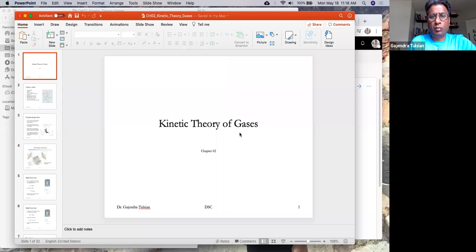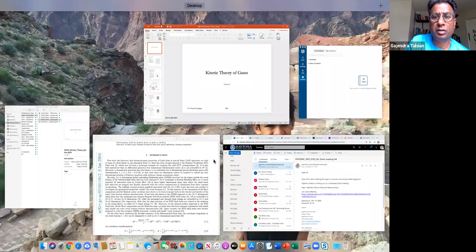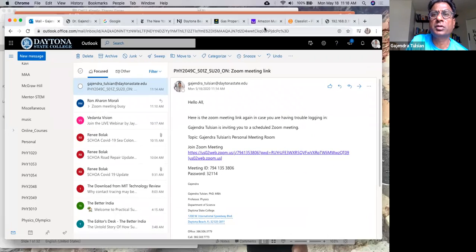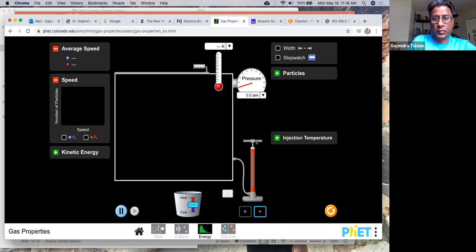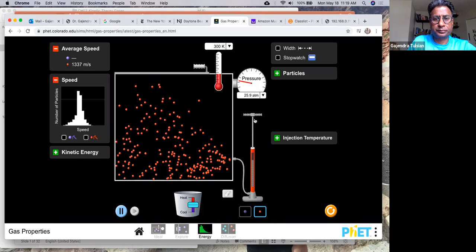Okay, so today what we're going to do is study the kinetic theory of gases. What this means is, let me show you a simulation. This is a simulation you'll use for one of the labs. So let's fill this chamber with some gas.